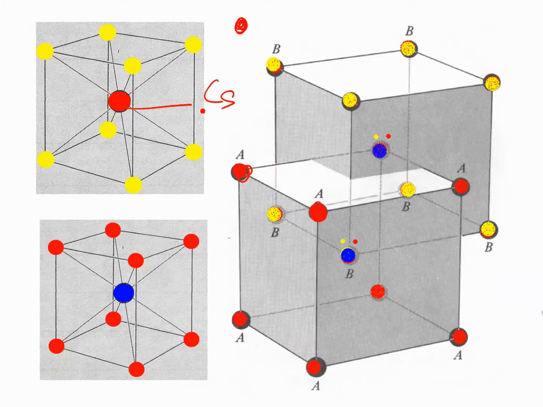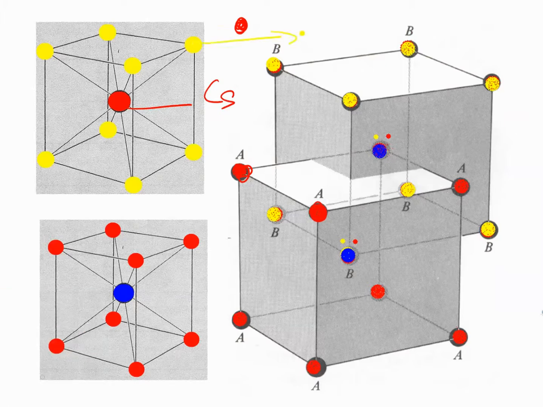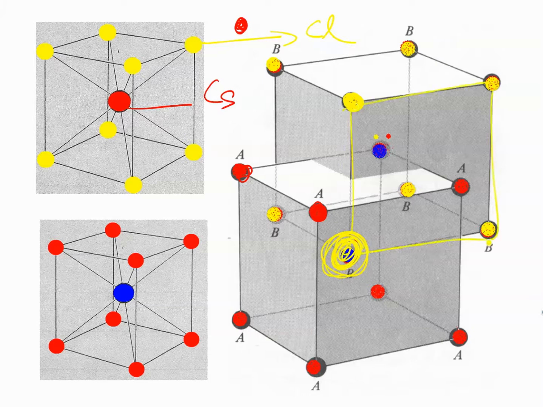The red one is a cesium, and then the yellow one is a chloride. So from here you can see that the corner of the chloride will become the center of the cesium. See that? This is actually the corner of this chloride.